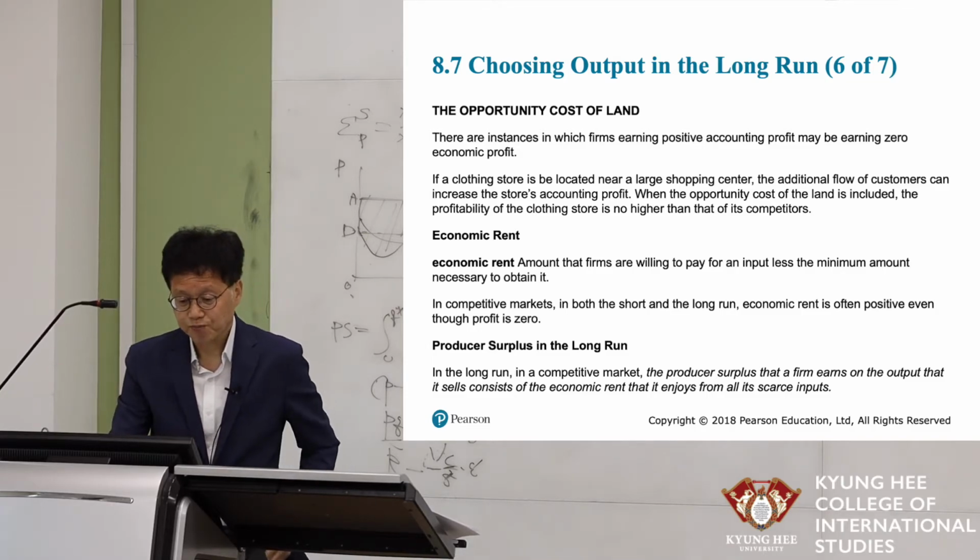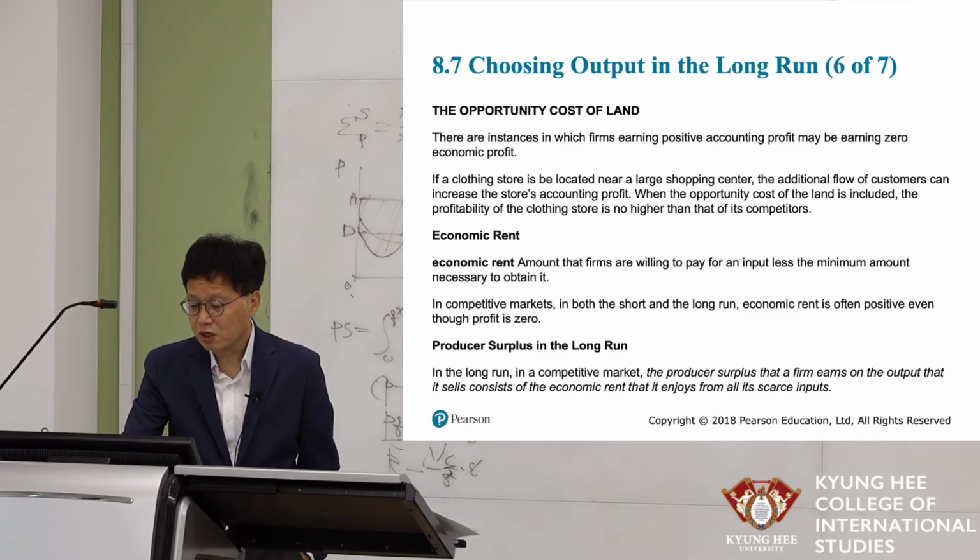Next, economic rent. Economic rent is the amount that firms are willing to pay for an input less the minimum amount necessary to obtain it. In the earlier example, the rental cost is higher than the other. Okay, that is economic rent. In a competitive market, in both the short and long run, economic rent is often positive even though profit is equal to zero. Producer surplus in the long run: in a competitive market, the producer surplus that a firm earns on the output that it sells consists of the economic rents that it enjoys from all scarce inputs.